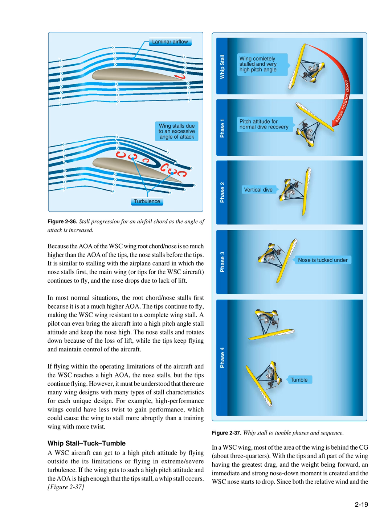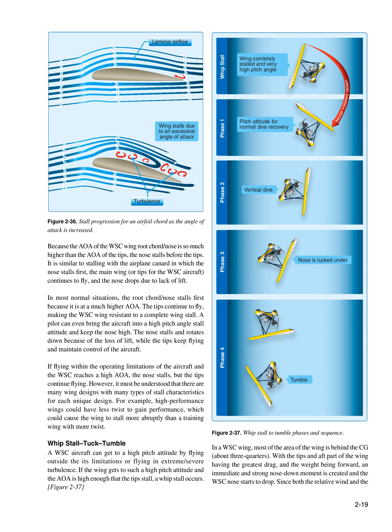Because the AOA of the WSC wing root chord/nose is so much higher than the AOA of the tips, the nose stalls before the tips. It is similar to stalling with the airplane canard, in which the nose stalls first. The main wing, or tips for the WSC aircraft, continues to fly, and the nose drops due to lack of lift. In most normal situations, the root chord/nose stalls first because it is at a much higher AOA. The tips continue to fly, making the WSC wing resistant to a complete wing stall.